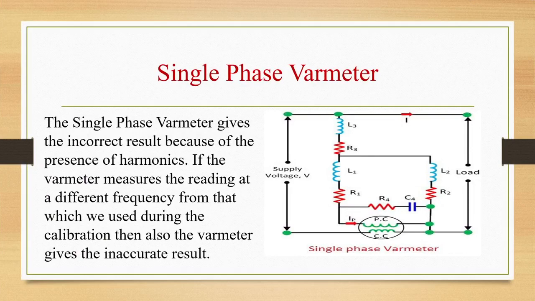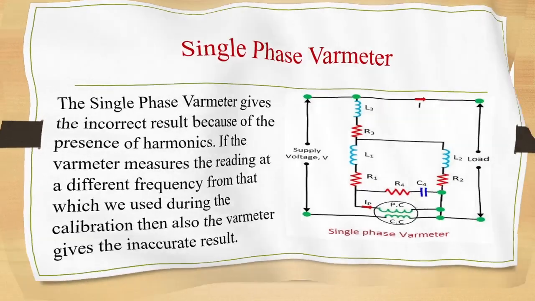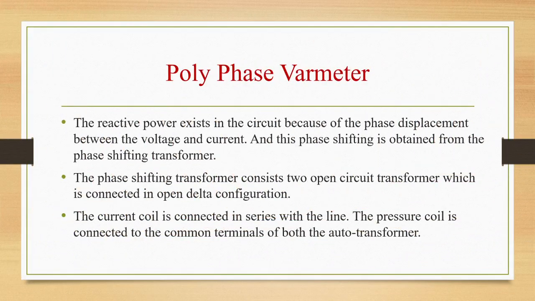But the disadvantage of the single phase wattmeter is that it gives an incorrect result because of the presence of harmonics. If the wattmeter measures the reading at a different frequency from the one used during calibration, then also the wattmeter gives an inaccurate result. Next we have seen the polyphase wattmeter.